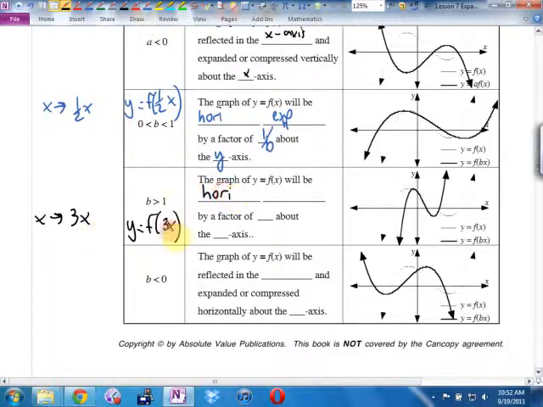This is going to be a horizontal compression. This would be a compression by a factor of 1/3. It's always a compression by a factor of 1 over b, and it's always about the y-axis. Oh, and if b is also negative, there's going to be a horizontal reflection. It's going to be reflected in the y-axis and compressed or expanded about the y-axis.